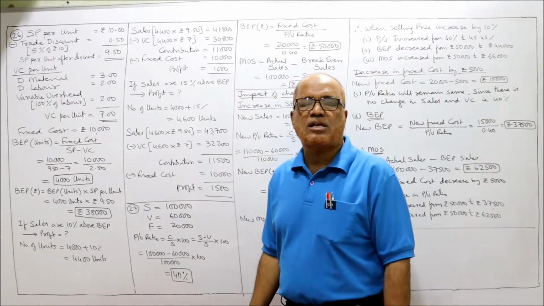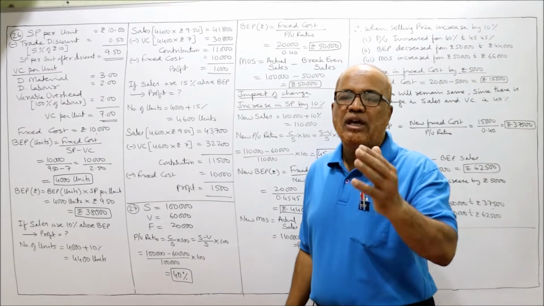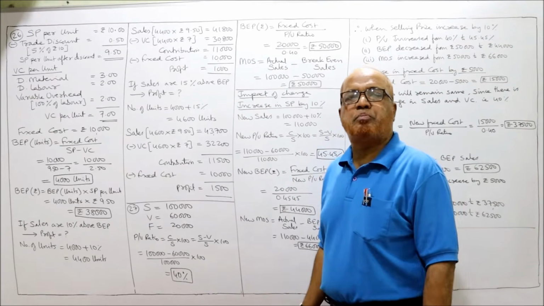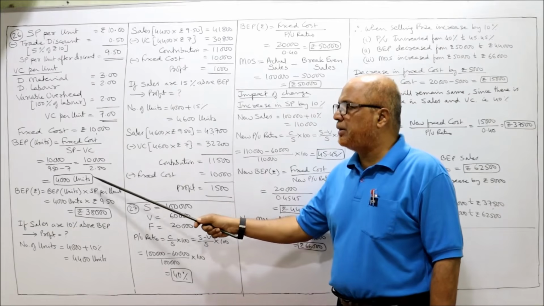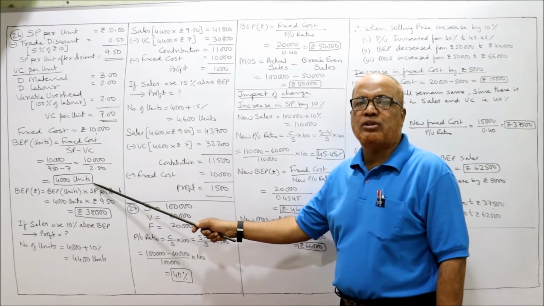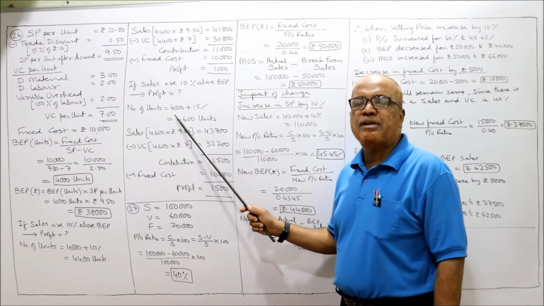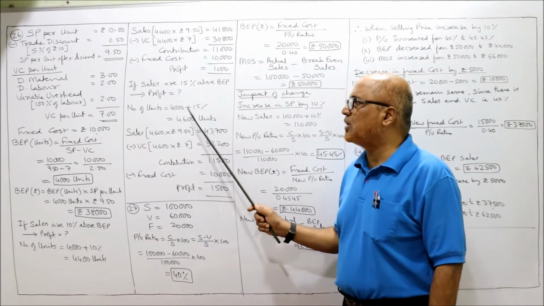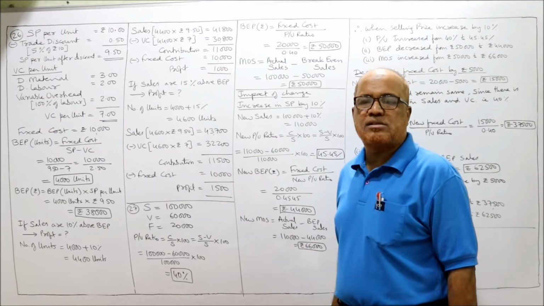So two questions are asked. If sales are 10% above BEP, how much is the profit? If sales are 15% above BEP, how much is the profit? The number of units are 4,000. BEP is at what level? 4,000. So 4,000 plus 15%. 15% of 4,000, you'll get 600. So 4,600 units.